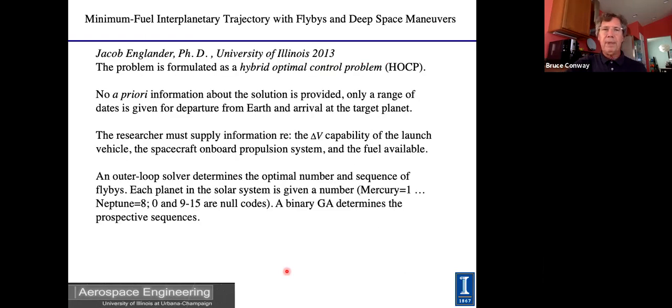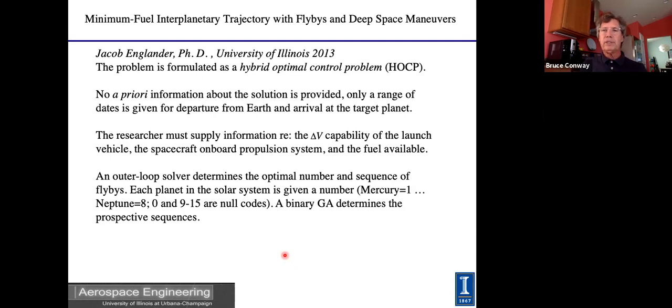So one of my PhD students then tried to automate this mission planning process, basically to automate what was done by the people at JPL for Galileo and Cassini. And he actually relied on work of two previous PhD students. It was really an effort that took place over a decade. They had each made advances that allowed Jacob to actually complete the goal.